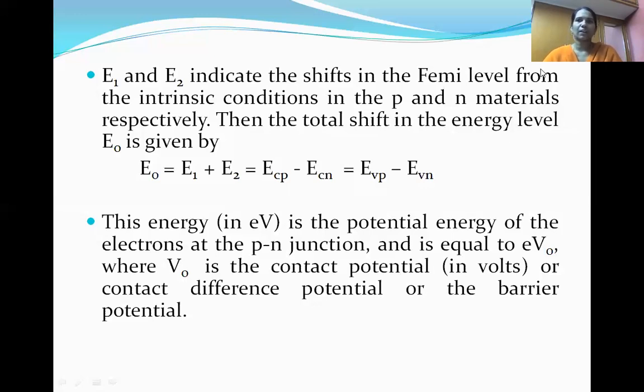To equalize the Fermi levels in both p-type and n-type semiconductors, they must undergo a relative shift. That shift is indicated by E1 and E2. The total shift is represented by E0, which is the sum of both E1 and E2. So this is about the energy diagram of PN junction diode.